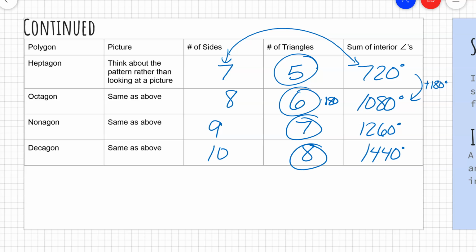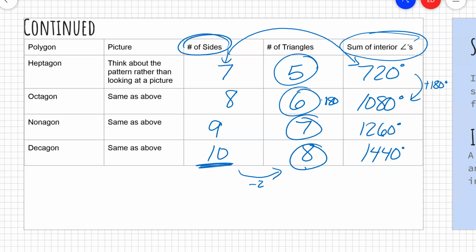So if we were to create an equation based off of the number of sides a shape would have, we need to do something in order to get this 7 to 5, 8 to 6, 9 to 7, 10 to 8. And they all have something in common. So this number, if I just subtract 2, would become the number of triangles that are inside the polygons. And that way we can create an equation to find the sum of the interior angles based off of the number of sides.